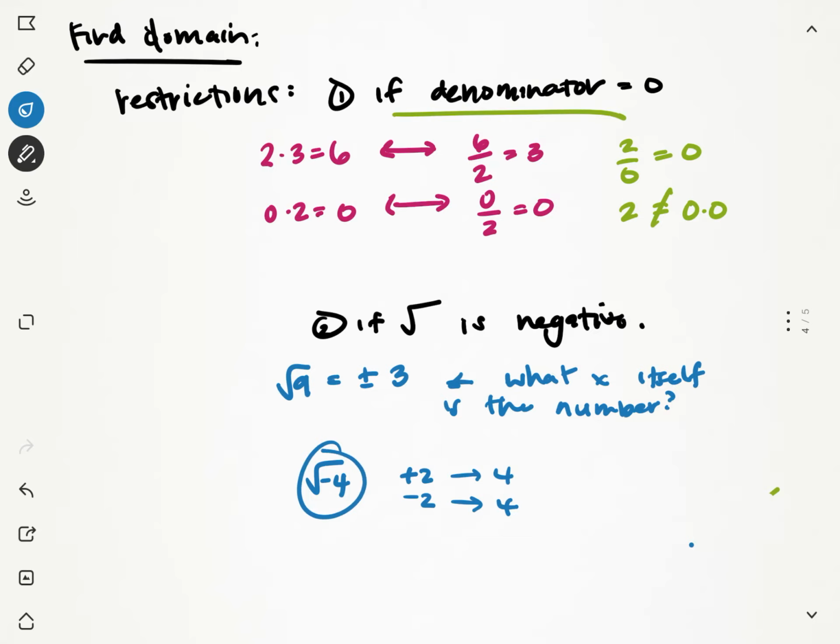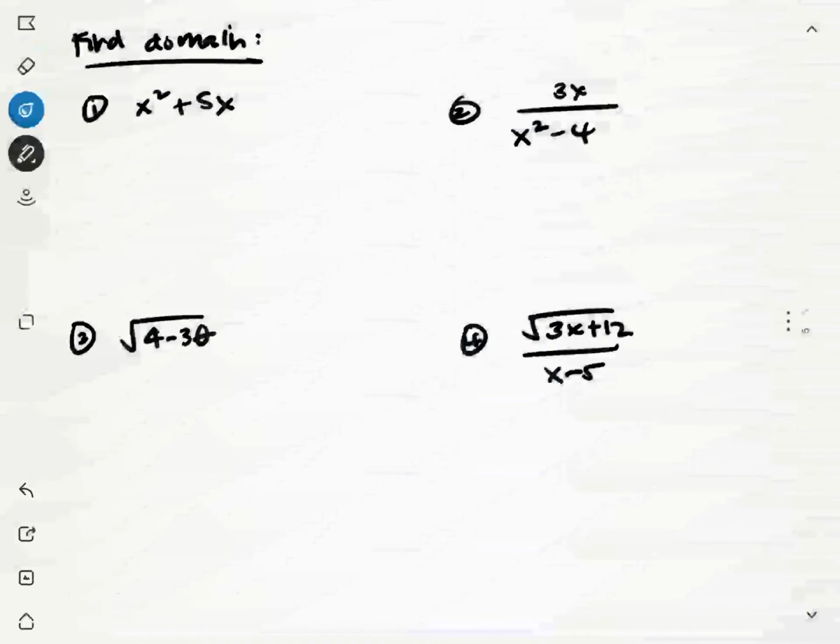So 2 things to be careful of. If the square root is negative, and if the denominator is equal to 0, then we don't have an answer at that part, and therefore it's not part of the domain for our function.